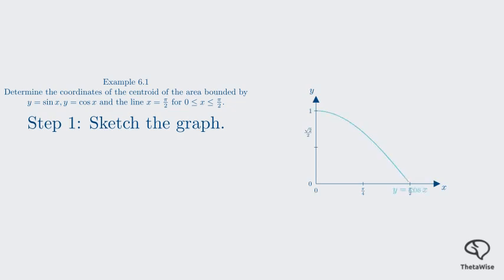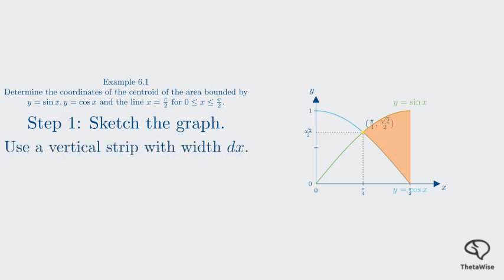The curve y equals cos x starts at the point 0, 1 and crosses the x-axis at x equals pi over 2. The curve y equals sin x starts at 0, 0 and goes up to the point pi over 2, 1. These two curves intersect at the point where sin x equals cos x, which is at x equals pi over 4. Here y equals the square root of 2 over 2, or approximately 0.707. The area we are interested in is the region enclosed by these two curves between x equals pi over 4 and x equals pi over 2. We'll shade this area to be clear. This is the area for which we need to find the centroid.